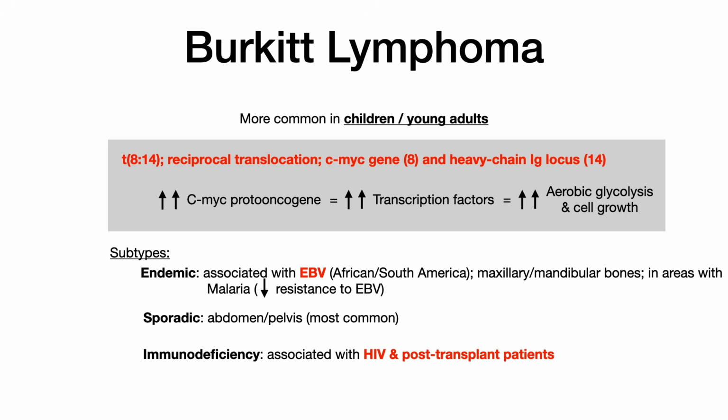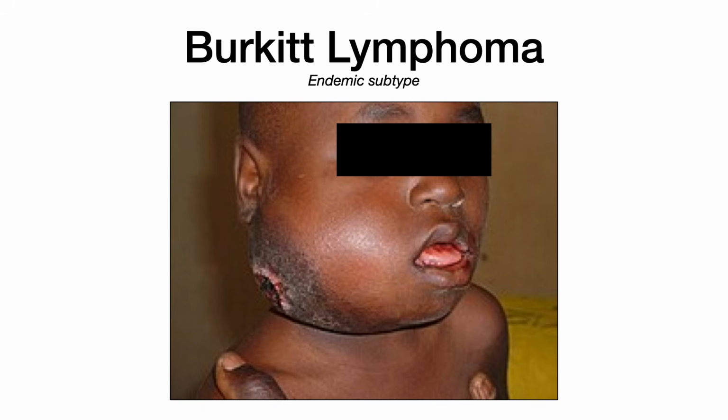So again, if you're looking at this slide, endemic, highest yield, second highest yield, immunodeficiency, third highest yield, which interestingly enough happens to be the most common, but on exams, not that important. So what I want you to take away so far, Burkitt lymphoma equals 8;14 translocation, increased activity of c-Myc. Endemic subtype associated with EBV in areas of the world where malaria is present because that decreases one's resistance to EBV. And this image equals Burkitt lymphoma because this is the endemic subtype that involves the face.